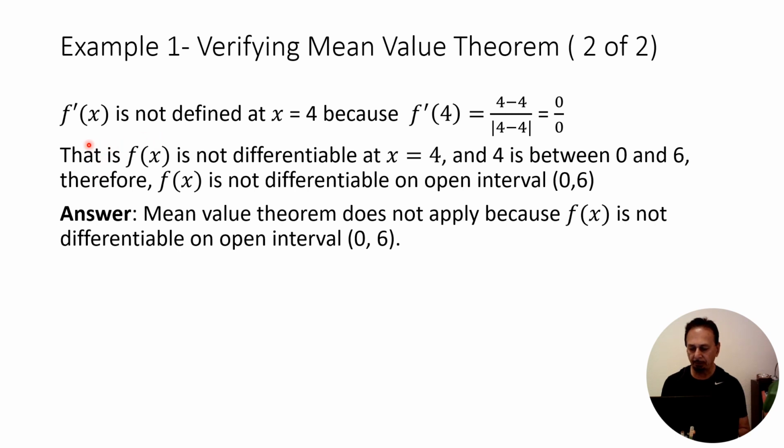Now you can notice f prime of x is not defined at x equal to 4, because f prime of 4 is 4 minus 4 over the absolute value of 4 minus 4, which is 0 over 0. That is, f of x is non-differentiable at x equals 4. And 4 is between 0 and 6. Therefore, f of x is not differentiable on the open interval 0 to 6. So we can conclude the mean value theorem does not apply because f of x is not differentiable on the open interval 0 to 6.